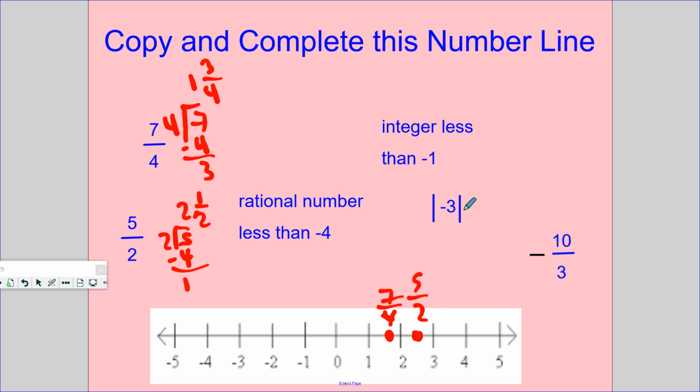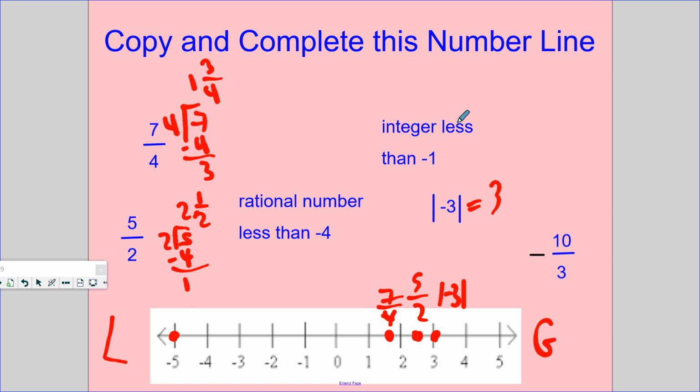What's the absolute value of -3? How far is -3 from 0? 3 units. So it goes right here. Absolute value of -3. Can you think of a rational number? It could be a fraction, decimal, whole number, integer, counting number, anything less than -4. So again, on a number line the negative numbers are where you find the least numbers, while the positive numbers are the greatest. So less than -4, I'll say -5.